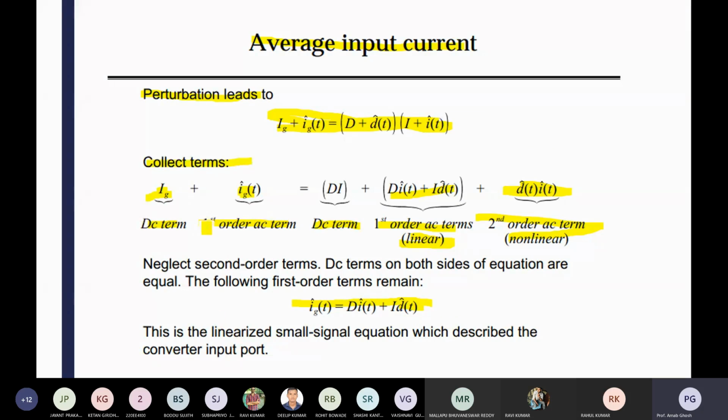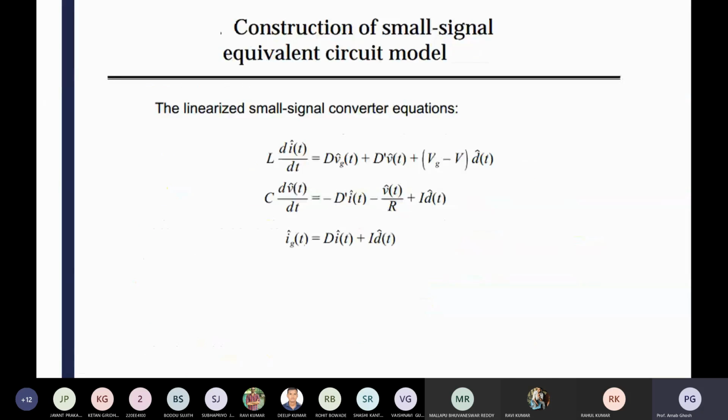So we are comparing the DC term with the DC term. So Ig equals D into I, where D is your duty cycle and I is your inductor current. After neglecting the second order term, the DC terms on both sides are equated, and then the first order term is coming. This is the linearized small signal equation which describes the converter input port. I think all of you are able to understand.